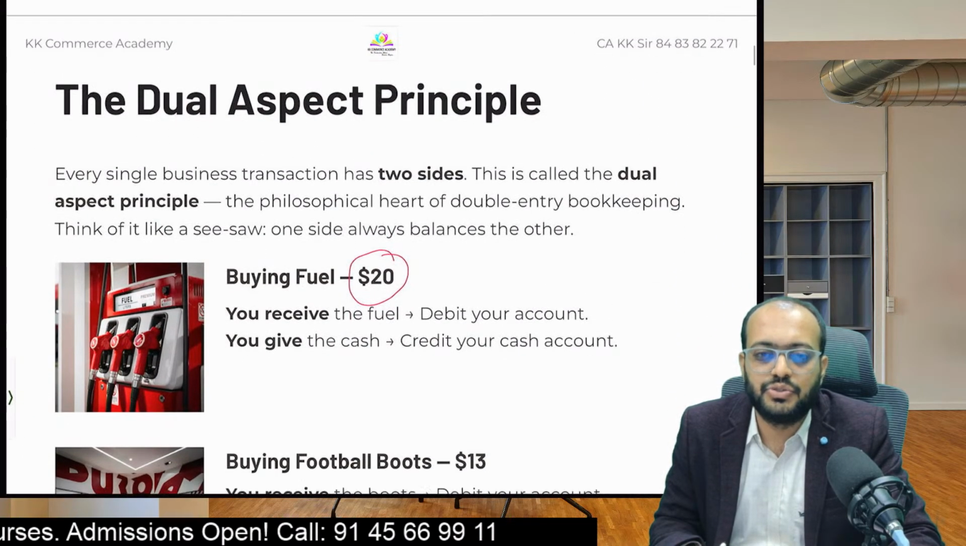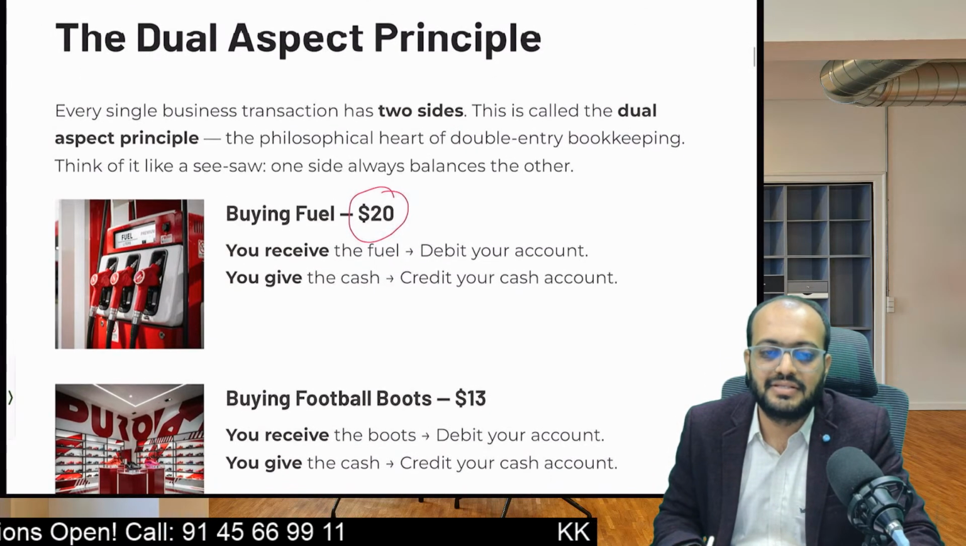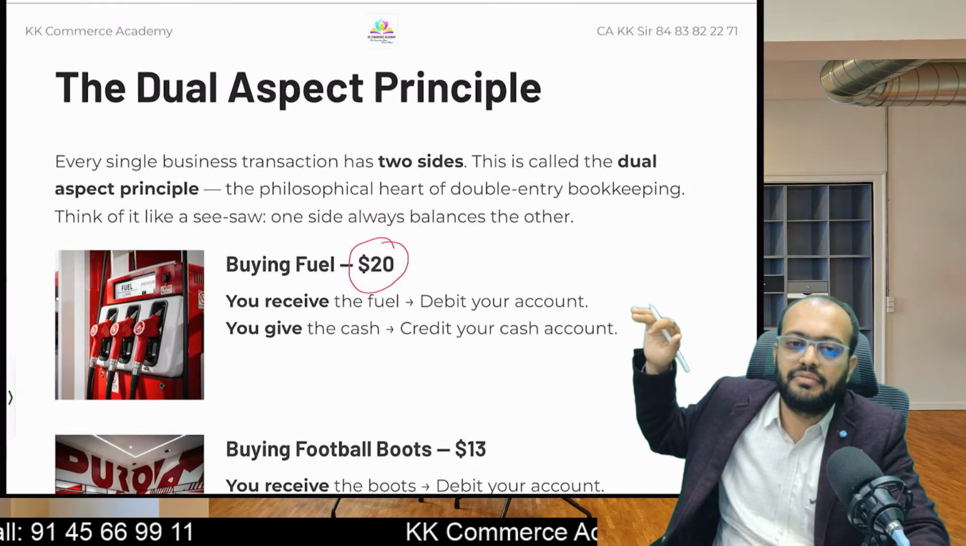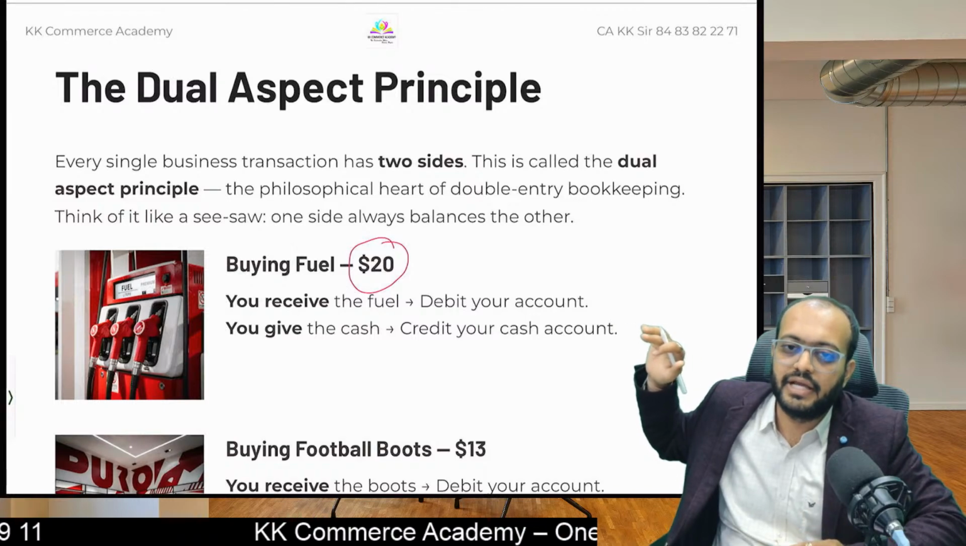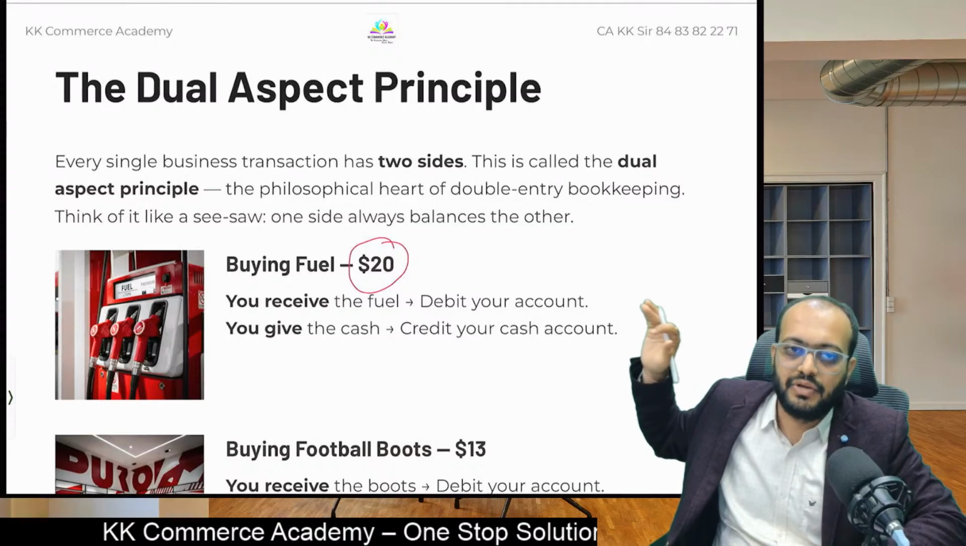So as I said to you, dual aspect principle. Dual, there are two aspects. Take an example of buying fuel. Suppose we buy fuel, we are receiving the fuel, but of course we are giving the cash. So we have to give credit to cash, and we have to give debit to fuel because we are receiving the fuel. So it is the dual aspect principle.